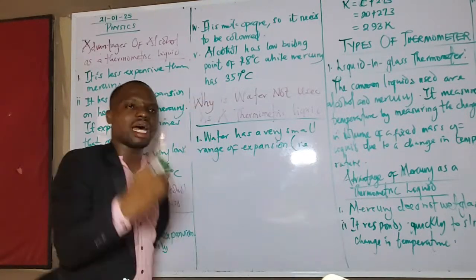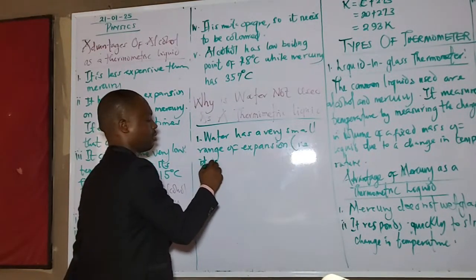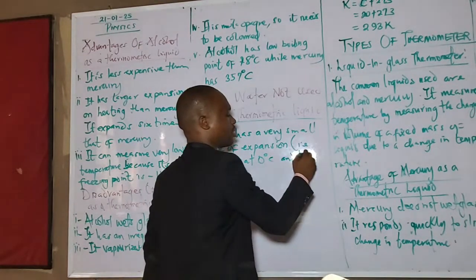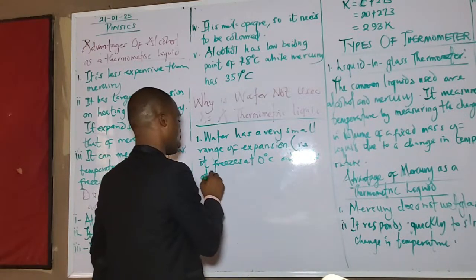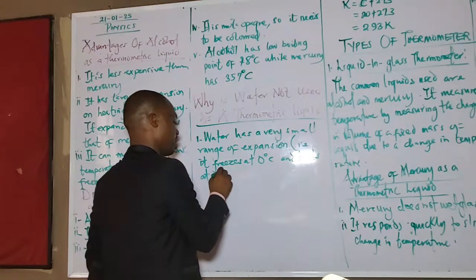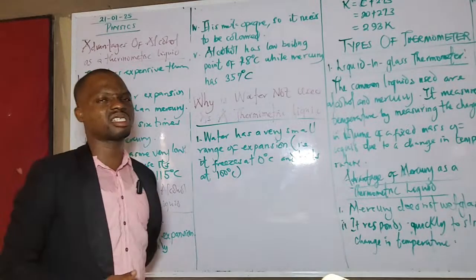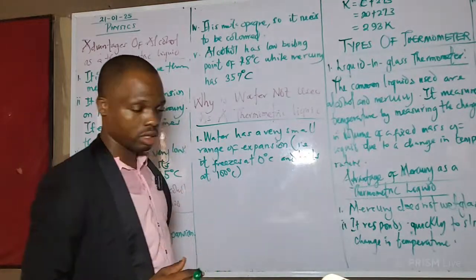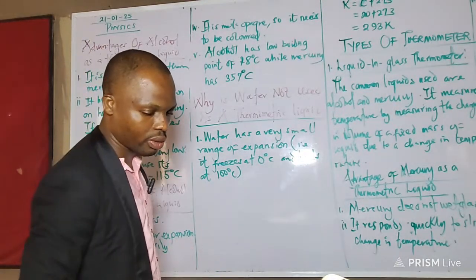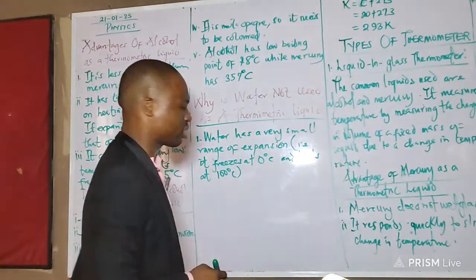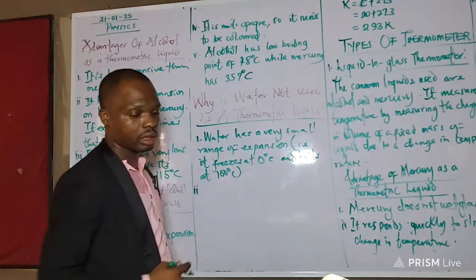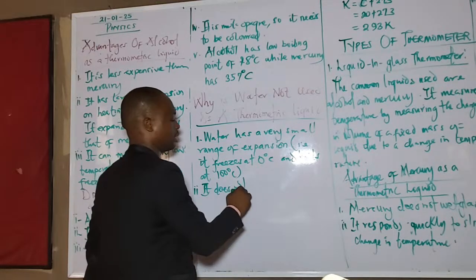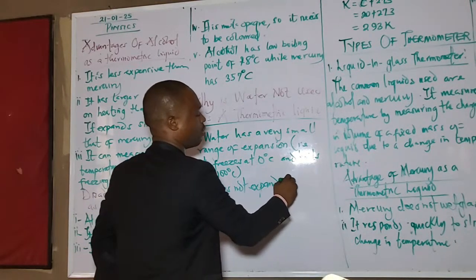That is, water freezes at 0 degrees and boils at 100 degrees Celsius. Because of this small range of expansion, we don't use it. Then it does not expand uniformly. Water does not expand uniformly.